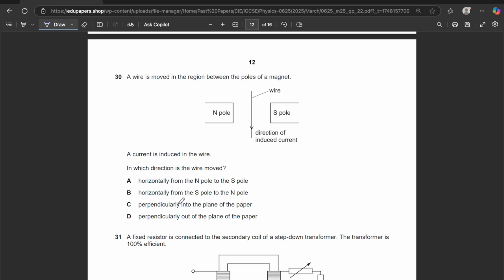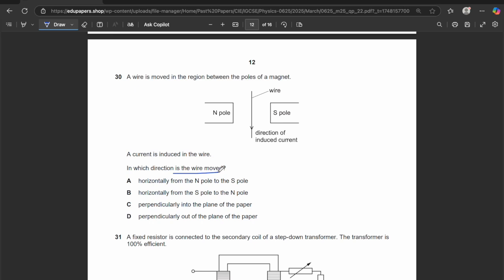30. A wire is moved in the region between the poles of a magnet. A current is induced in the wire. In which direction is the wire moved? Because it's asking for motion, we know that we have to use Fleming's right hand rule.